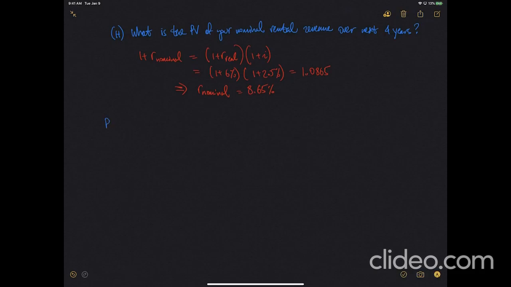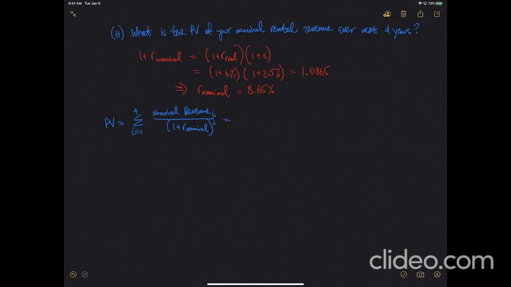Now we can find the present value of our nominal rental revenue. Let's start by writing down what this present value should be. Let me write it down in a more compact way. So it's the sum of all nominal revenue in every year i, where i is going to go from 1 to 4, discounted to present by using the nominal discount rate. So 1 plus R nominal raised to the power i. And so now we can expand this and we can use the nominal revenue for every year 1, 2, 3, and 4 that we found in the previous part of this question.